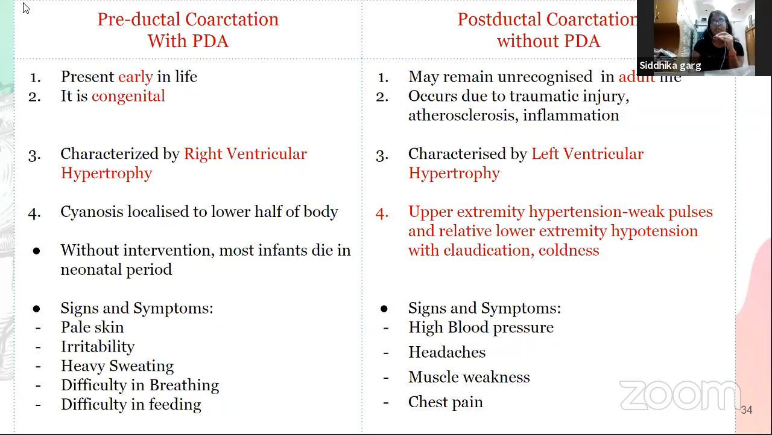It is congenital. It is characterized by right ventricular hypertrophy because now the right ventricle has to pump the blood to the whole body via this PDA, patent ductus arteriosus. Now in this condition, there is cyanosis, which is localized to the lower half of the body. Without intervention, most infants die in the neonatal period. Signs and symptoms are pale skin, irritability, heavy sweating, difficulty in breathing, and difficulty in feeding. Is it okay?